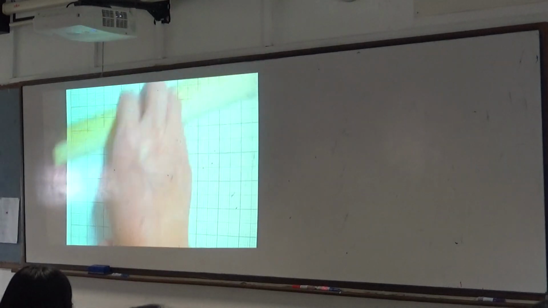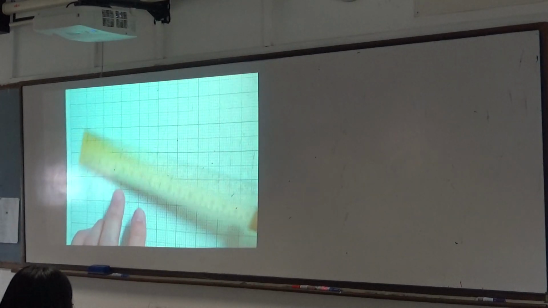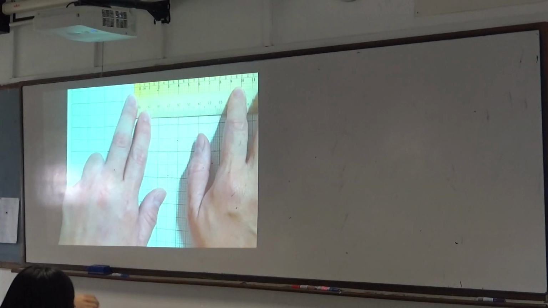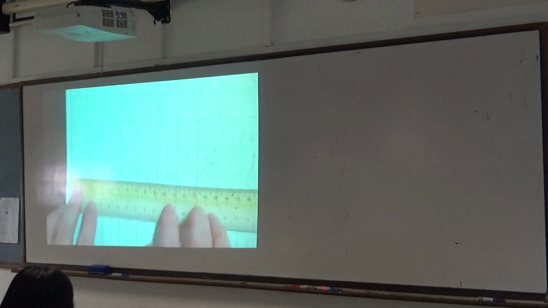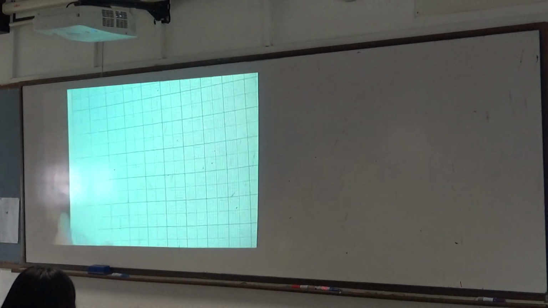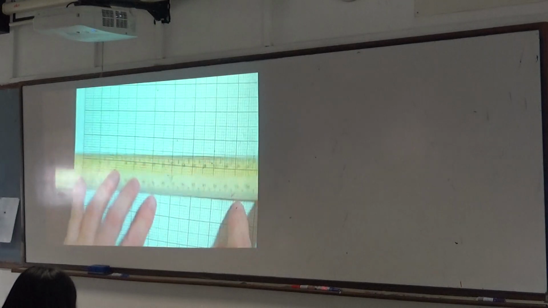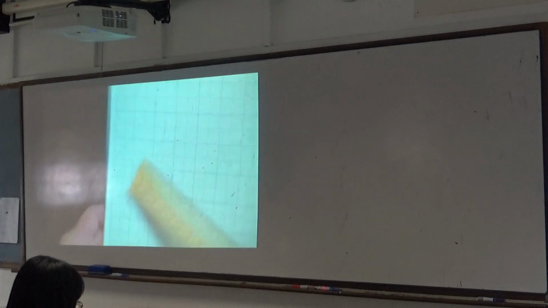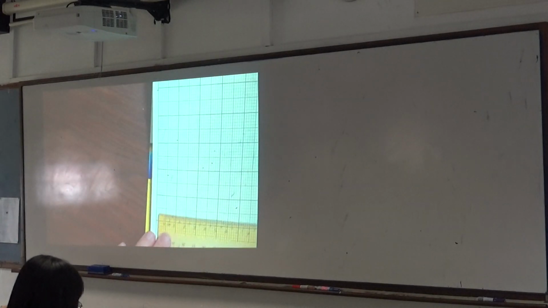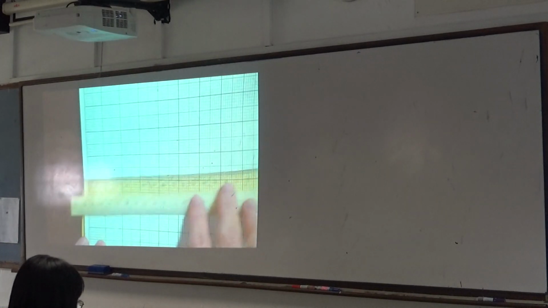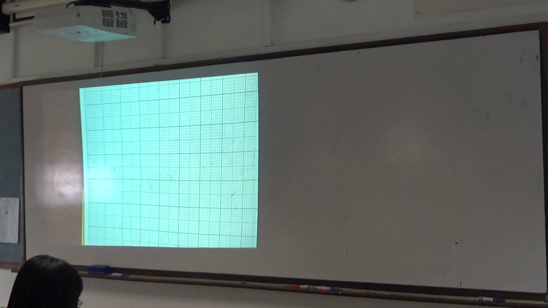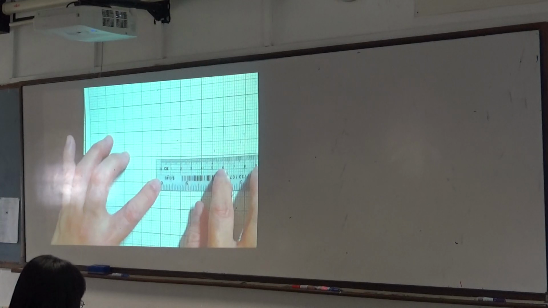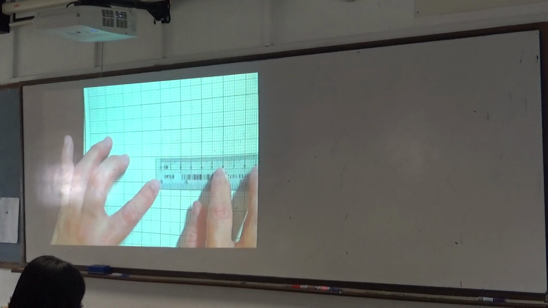Can you see that from a dark line to another dark line is actually... this is too high. Let me bring it down. This is too low. Let me have a short ruler instead. Yes, thank you. Now, from one dark line to one dark line, can all of you see that it's 2 cm?